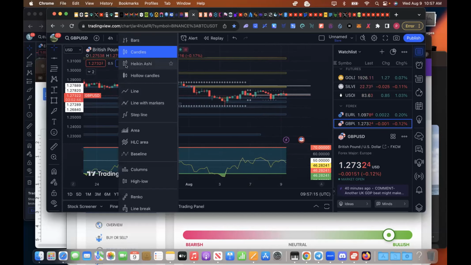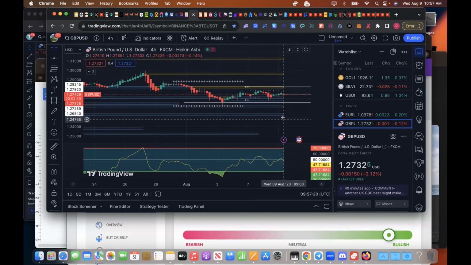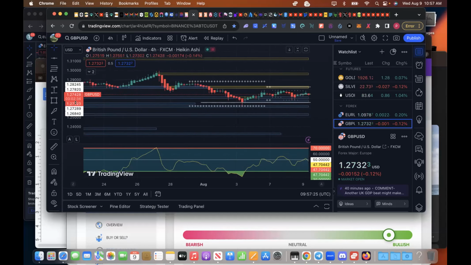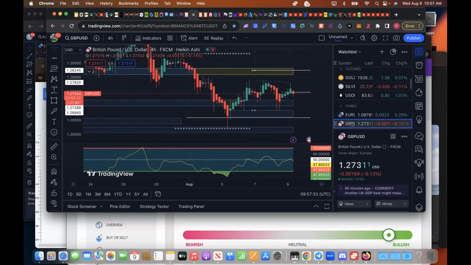Let me just change to this one, Heikin Ashi. The candle is just coming out. Okay, so it should be selling. The next candle is going to be printed. It's a little bit choppy. So I'm going to just experiment a short position for you and see. Let me log in. So we're here.